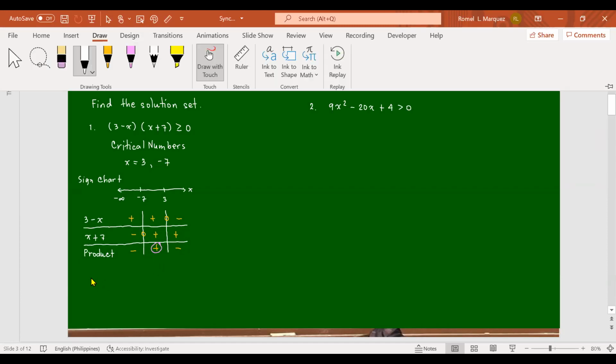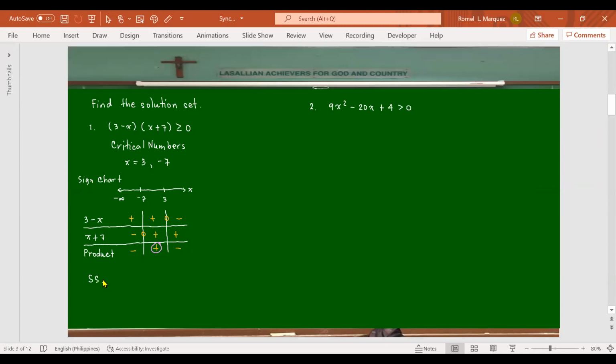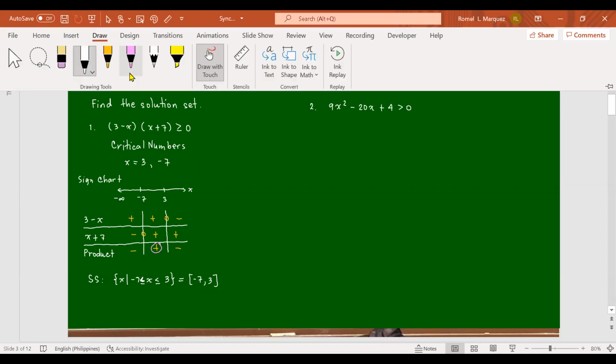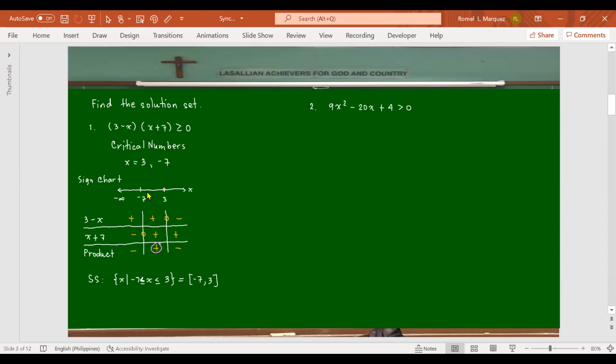What is the solution? The set of all x such that x is between what? Negative 7 and 3. Do we include negative 7? Yes po. And what about 3? Yes po. That is a bracket, meaning closed interval, negative 7 to 3, because equality is part of it. So we include this point and this point.